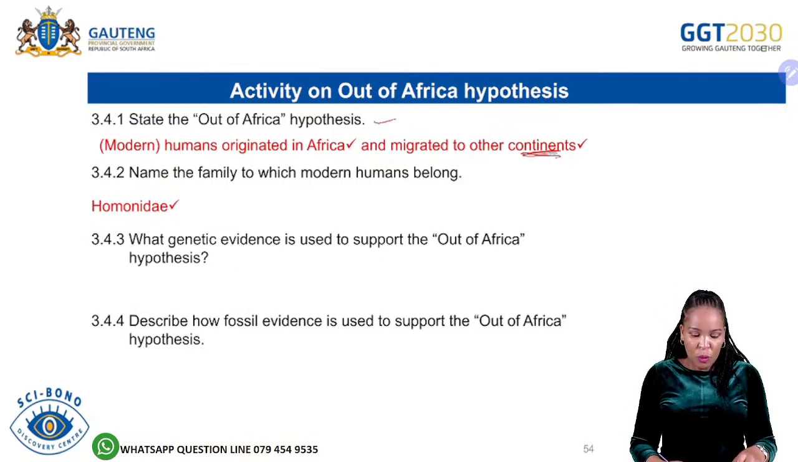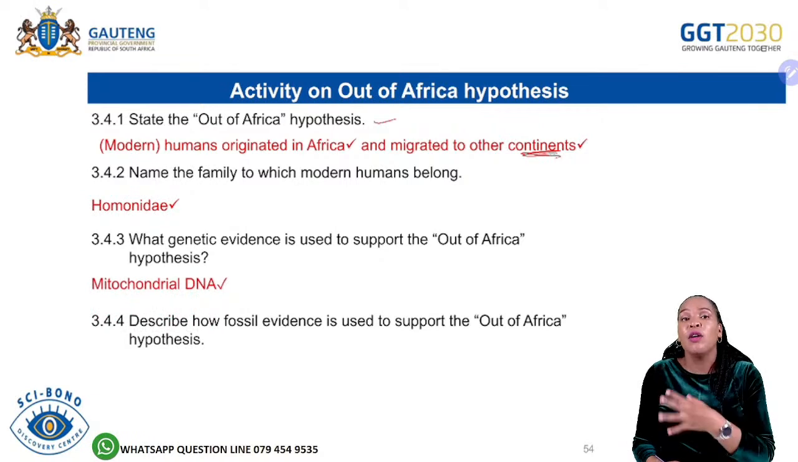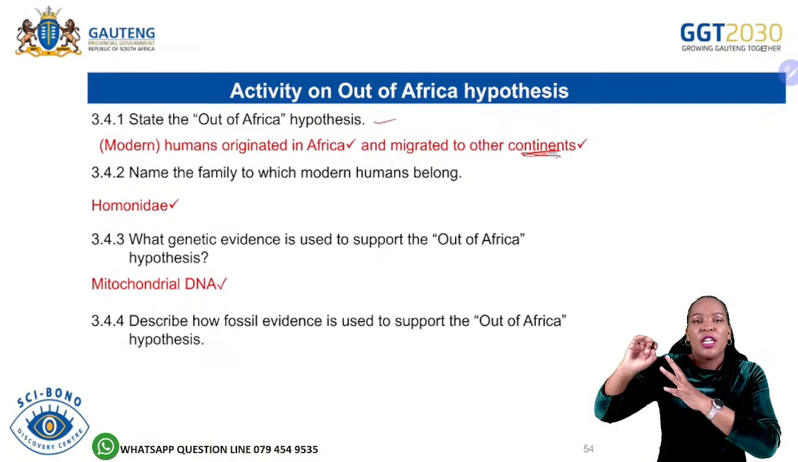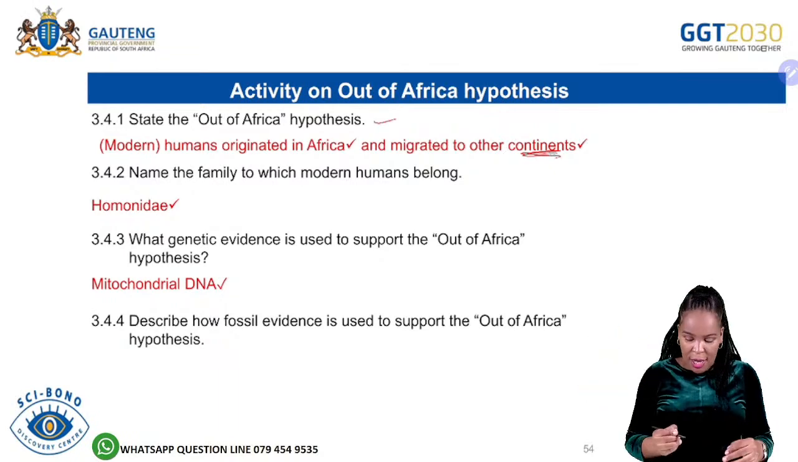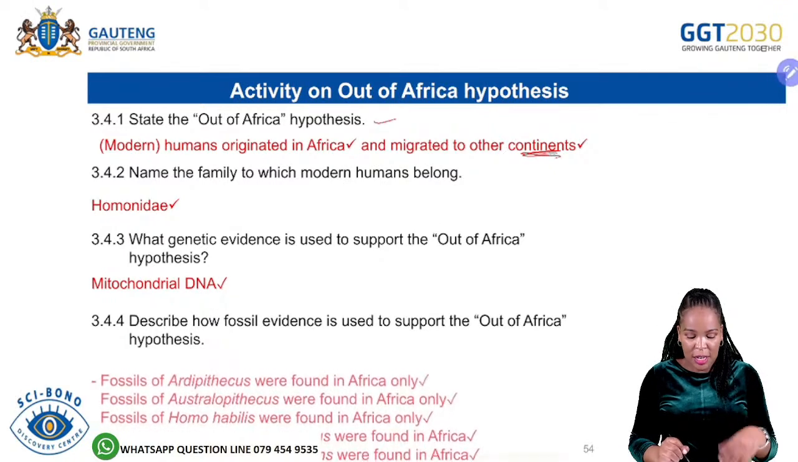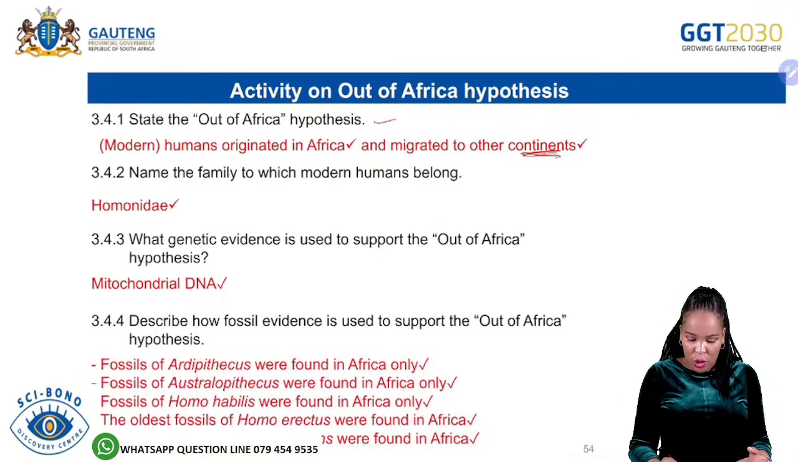What genetic evidence is used to support the out of Africa hypothesis? Remember, mitochondrial DNA of the oldest female. That is where we say the oldest female mitochondria shows that it came from the east, in Kenya. Describe the fossil evidence. This is just a repetition of what we had. So this is where you get your full 4 marks.